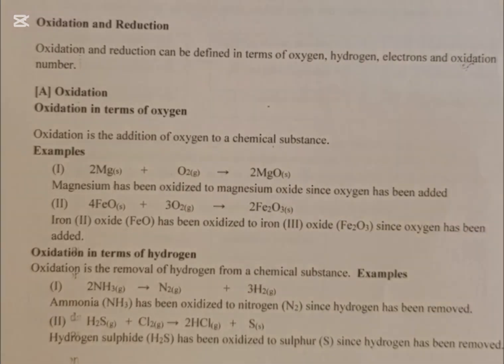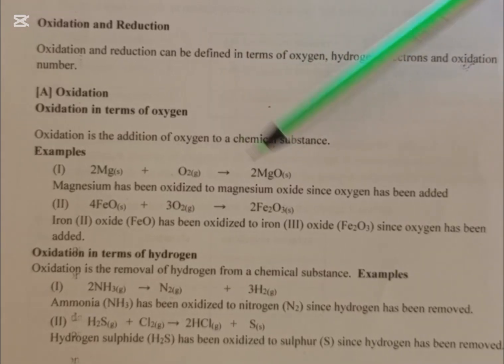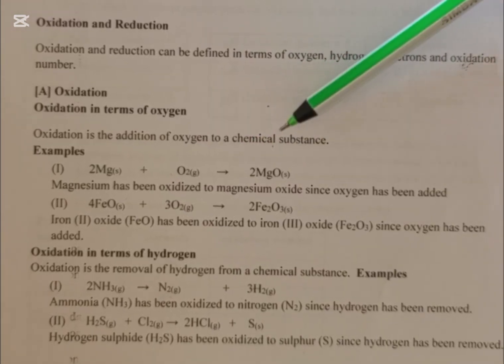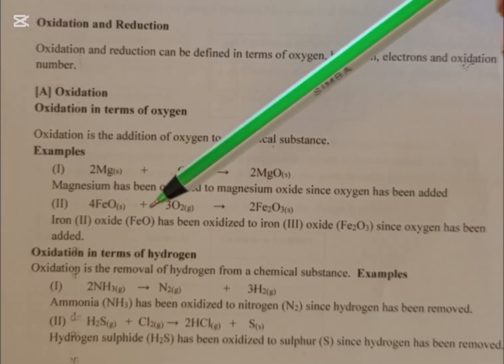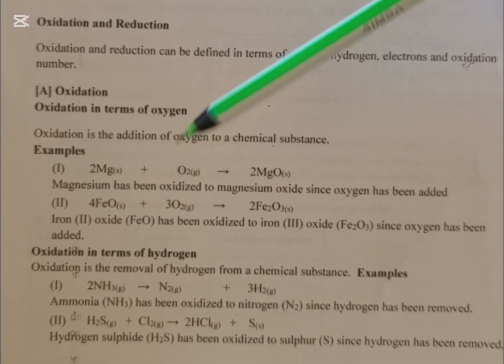So in terms of oxidation, we've got actually four definitions. Number one, we define oxidation in terms of oxygen, which is simply the addition of oxygen to a substance. So when you add oxygen to a substance, then we say that that substance has been oxidized.